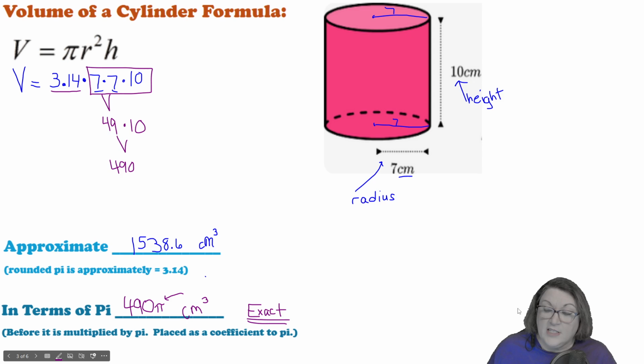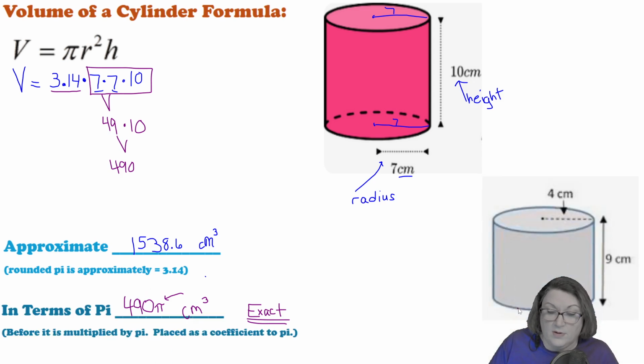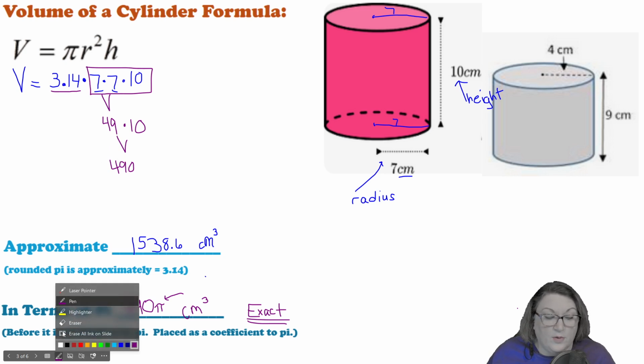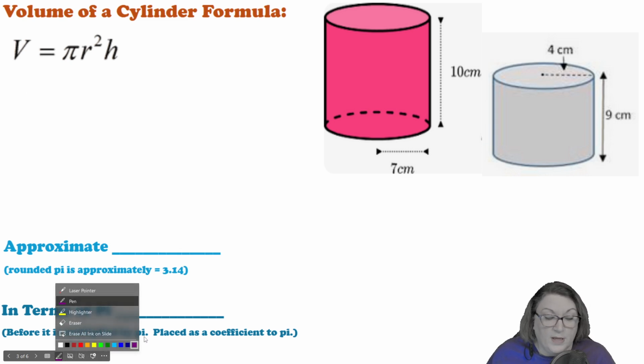So let's try one more. We have another one coming up here. Oops, that's not what I meant to do. There we go. So the next one, let me erase all this. We'll do another whole example here. Okay, well, let's use orange or something as our pen color this time.